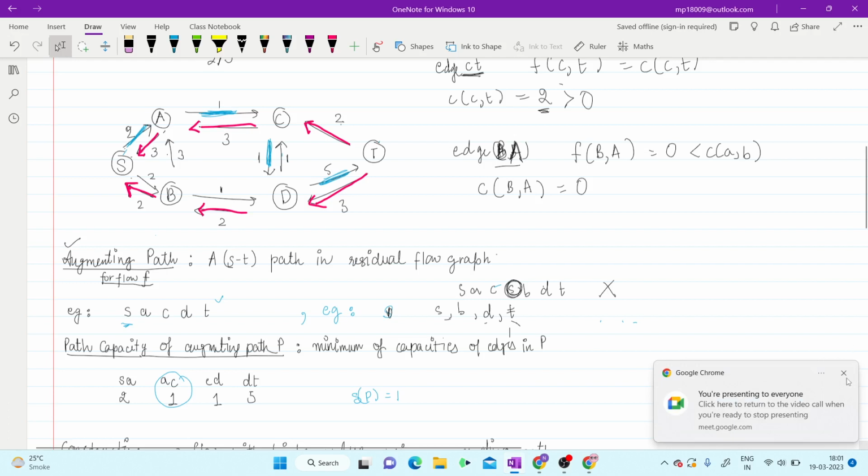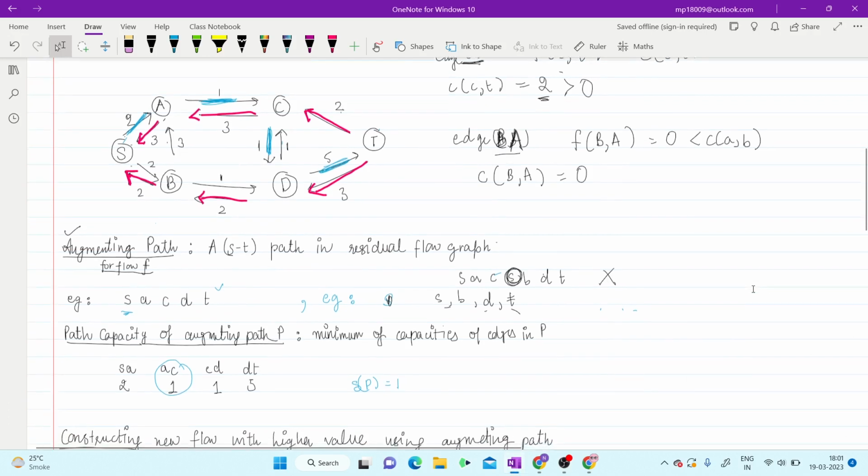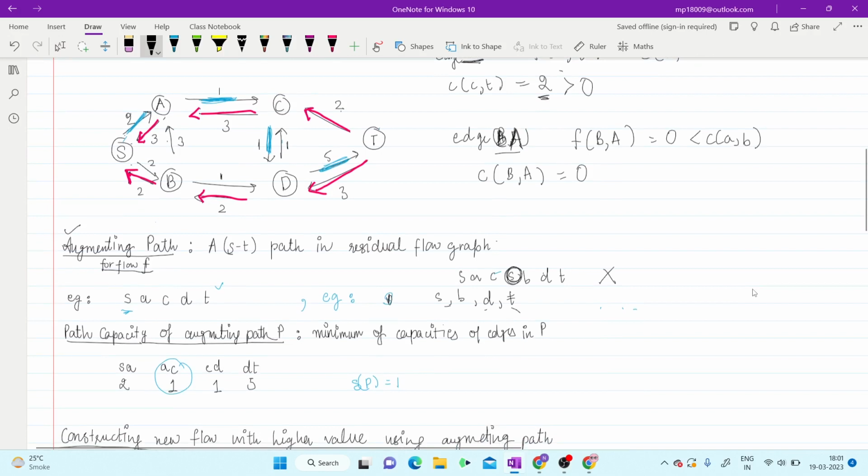Now, once we have an augmenting path, we can talk about the path capacity. Path capacity is basically we look at the capacity of all the edges. Sorry, is there a question?